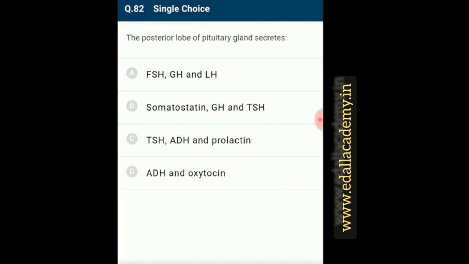mammary gland. Vasopressin acts mainly at the kidney and stimulates reabsorption of water and electrolytes by the distal tubules and thereby reduces loss of water through urine. Hence, it is also called antidiuretic hormone or ADH. An impairment affecting synthesis or release of ADH results in diminished ability of the kidney to conserve water, leading to water loss and dehydration. This condition is known as diabetes insipidus. So the answer is option D, ADH and oxytocin.